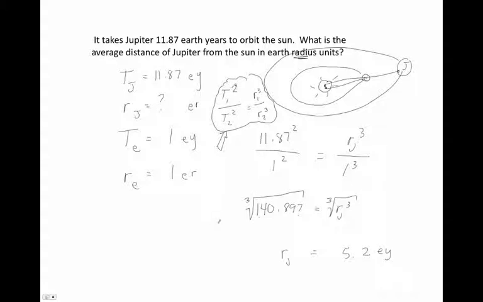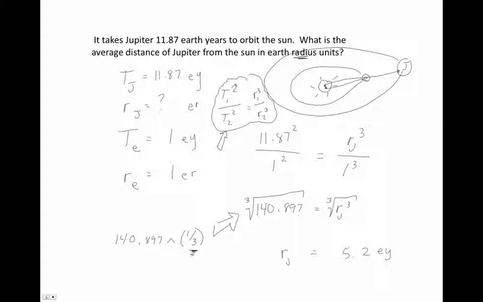It's good to note that in your calculator, to take the cubed root, what you can do is enter in that number, 140.897, and then caret to the, and then I always use parentheses because I'm being careful, to the 1/3, and 1/3 is the same as the cubed root. And for some calculators, that's an easier way to go.